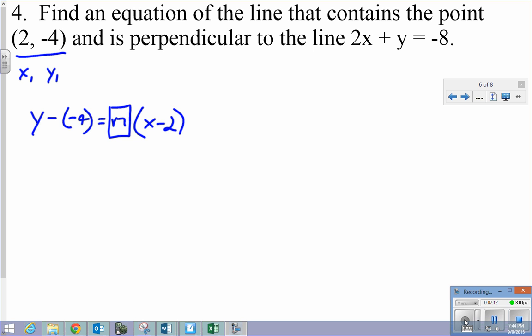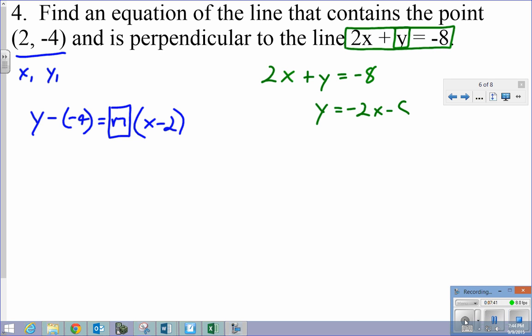Well, I need to find a line whose slope is perpendicular to this line. So first identify the slope of that line. So put it into slope-intercept form, isolating your y. So I'm going to have 2x plus y equals -8. So then I get y is equal to -2x minus 8. This slope, m1, is equal to -2.